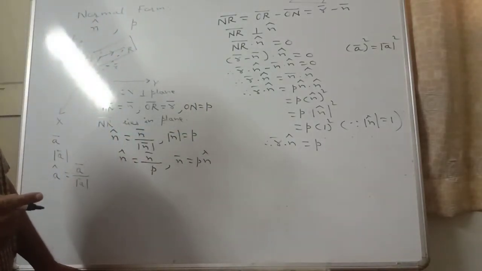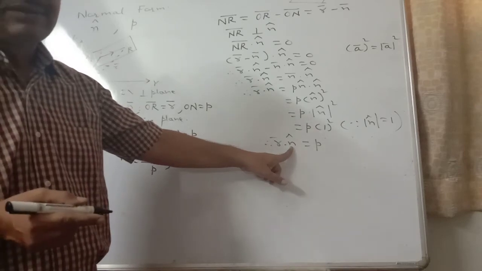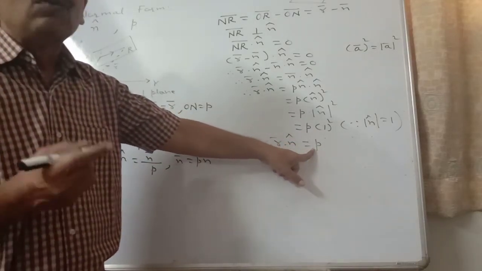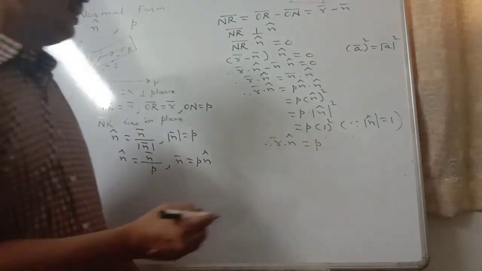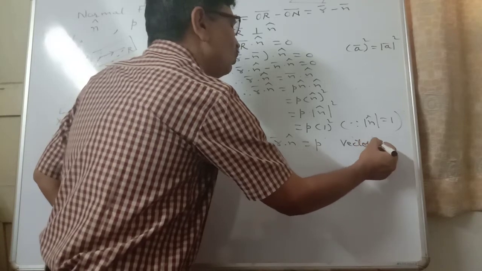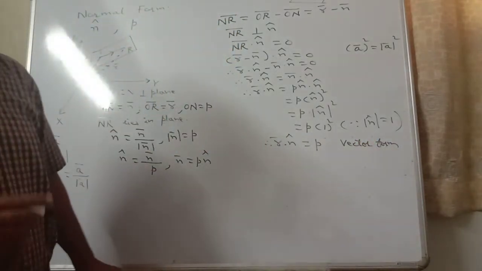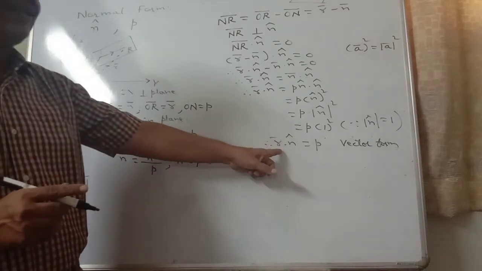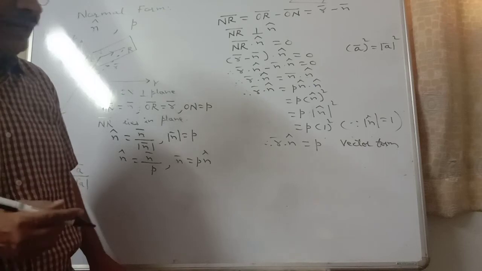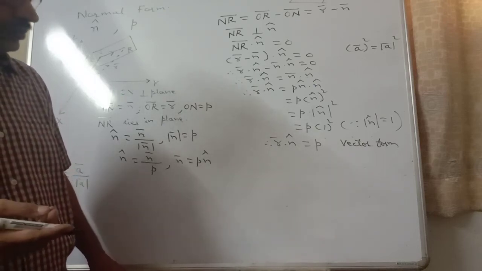If we know the unit vector normal to the plane and the perpendicular distance of the plane from the origin, then we can write the equation of the plane in vector form. Here n cap is a unit vector normal to the plane, and p is the perpendicular distance of the plane from the origin.